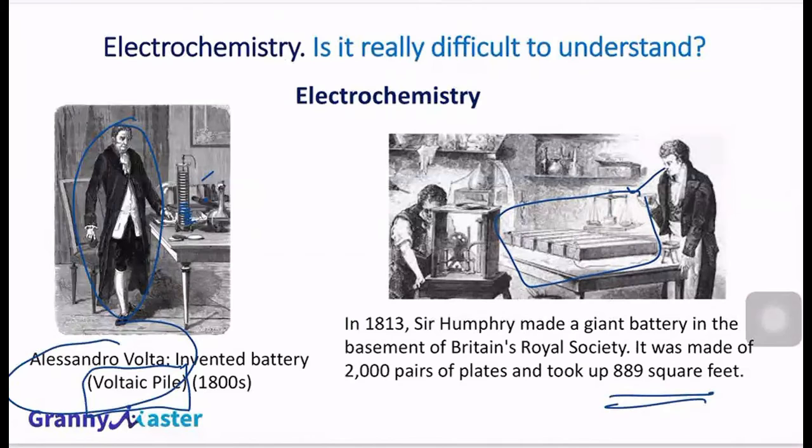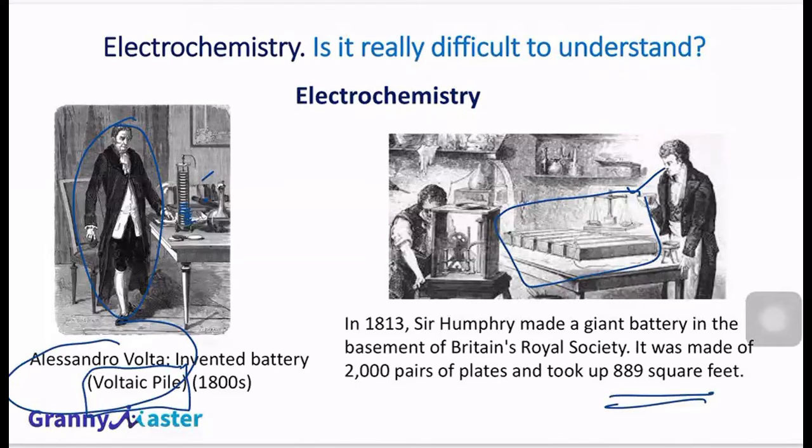What is the importance of the battery? Now we know that batteries are used in most of the applications we use, even in mobile phones and laptops. Even electric cars are now quite famous. All these things are made from chemical reactions. Chemical reactions lead to electricity.